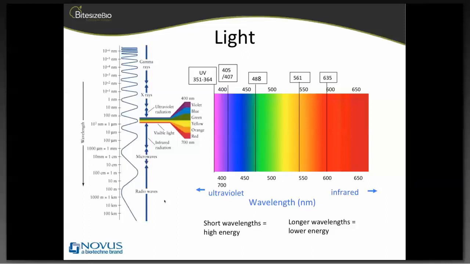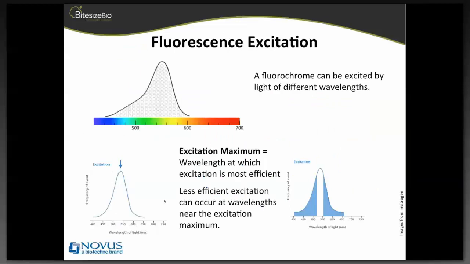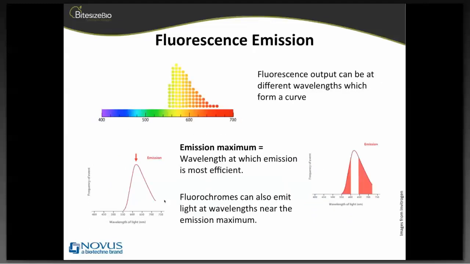Looking at the spectrum, it's important to note that the shorter wavelengths have a higher energy and the longer wavelengths have a lower energy. When we've got fluorochrome in our cells, we're going to excite the fluorochrome and it will fluoresce. So what we want to do is excite that fluorochrome as close to the excitation maximum as possible so that we can get the most efficient excitation. The excitation will also occur at wavelengths near to the excitation maximum, it just won't be as intense. The same when we want to collect that fluorescence: we also want to collect the emission as close to the maximum as possible so that we can get the best data from our cells.